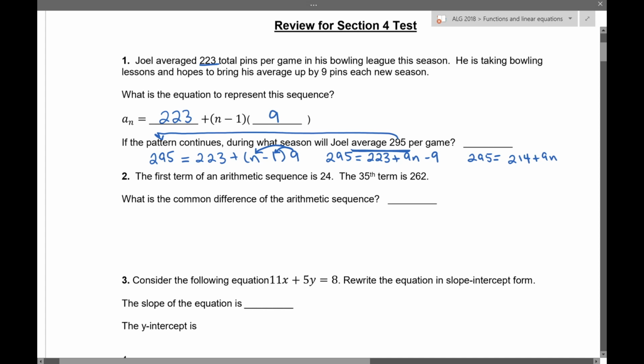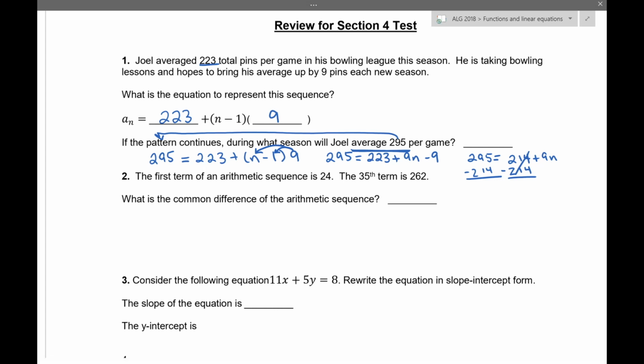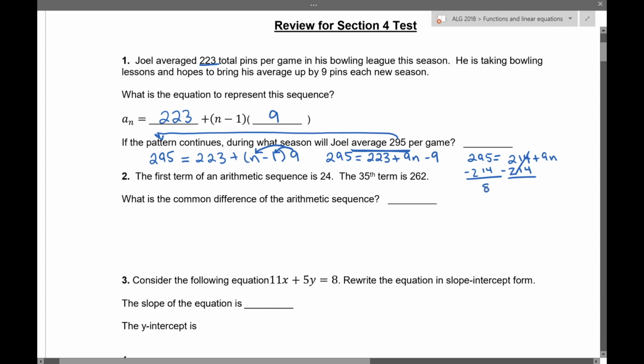Okay, I have 2 more steps. I gotta subtract 214 from both sides. This will cross out. I am left with 295 minus 214, giving me an answer of 81. And now that equals 9n. All I need to do is divide by 9. 81 divided by 9 gives you an answer of 9. So n equals 9. And there's my answer.